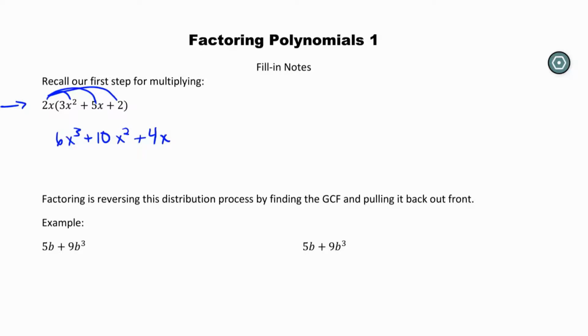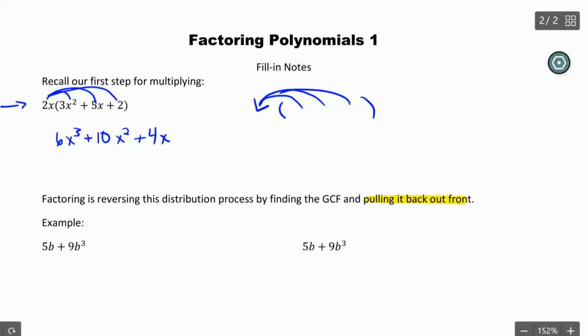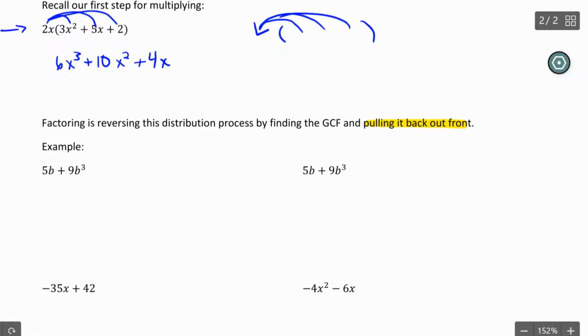So factoring is where we reverse this. I'm going to take what's on the inside, and instead of going in, I'm going to take it and pull it back out. Okay, so that's what we're looking to do. We're looking to take that greatest common factor and pull it back out to the front. So first we need to know what that greatest common factor is. So let's take a look at our first example here.